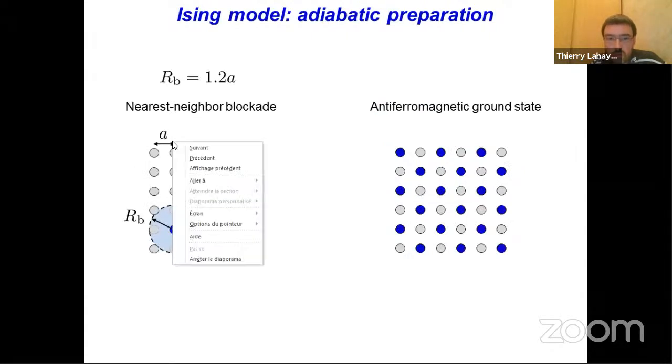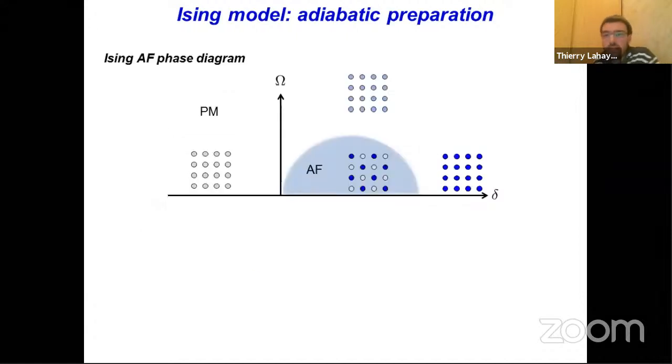So how to do that? The idea is to do some kind of adiabatic preparation. This is a sketch of the phase diagram for this system as a function of the laser parameters, the detuning here and the Rabi frequency. You've got this antiferromagnetic phase here within this dome. And outside of that, you've got just a paramagnetic phase where your spins just align with the external magnetic field, which is given by your laser.